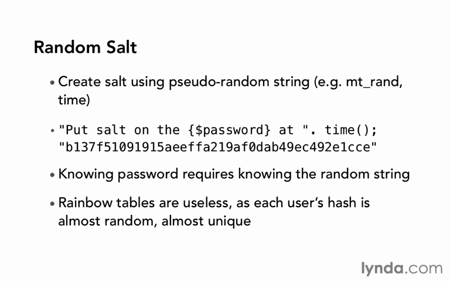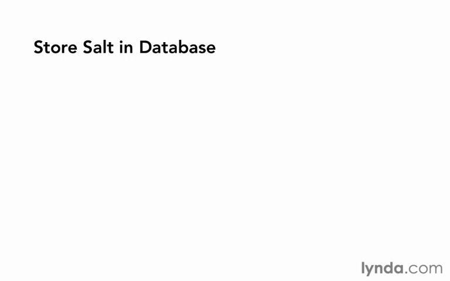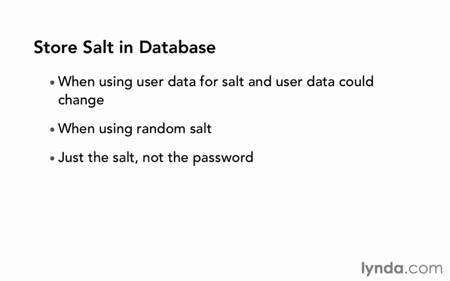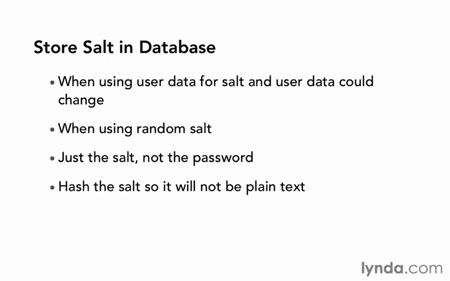Now there's one problem with this, which is that now we've generated this fantastic salt, but we need to be able to reuse that salt in the future, right? We need to have it available for our purposes so when a user comes back to the site and wants to log in, we can apply that same salt to the password to be able to regenerate the hash that matches what's in the database. So we'll need to store our salt in the database. So when using user data for salt, and user data could change, or when using random salt, we store the salt in the database, not the password, just the salt by itself, just so that we have it available to us. It's also a good practice to hash the salt so that it also will not be in plain text, just so that there's no way that it gives away anything about where it came from or how it was generated.